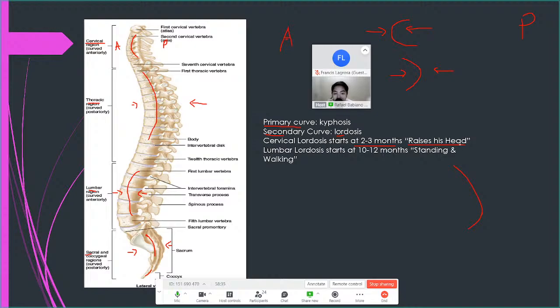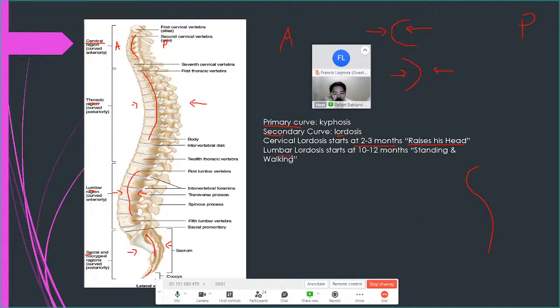The baby tries to look up. So when that happens, your cervical spine makes a lordosis. If you try to look at it, it curves to the front, forward, and then kyphosis like that. Of course, there is a good curve, but I just emphasize it so that you can see.